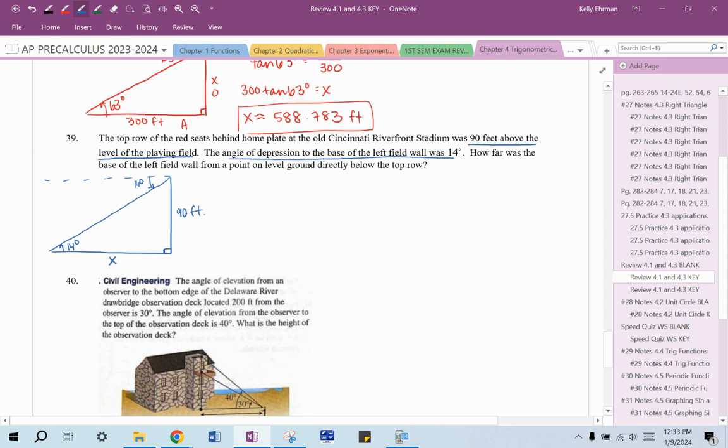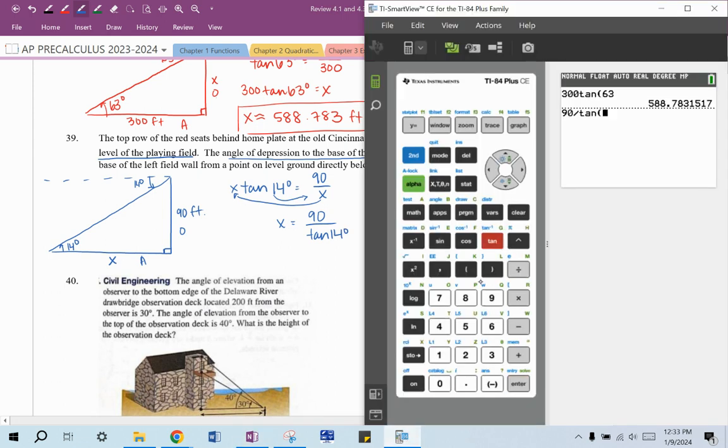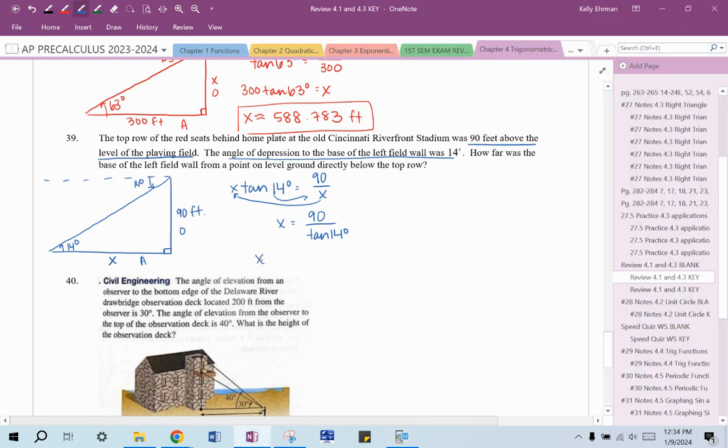So again, we're dealing with opposite and adjacent. So again, we're going to look at tangent of 14 degrees is equal to 90 over x. Now this time to solve for x, you would multiply x over, which means then to isolate x, you're going to divide by tangent of 14. So 90 divided by tangent of 14 degrees. So 360.970. And we were given feet as one of our labels, so this is feet as well.